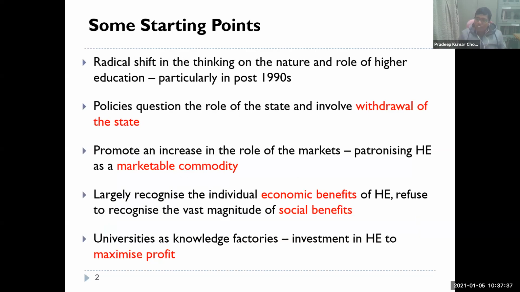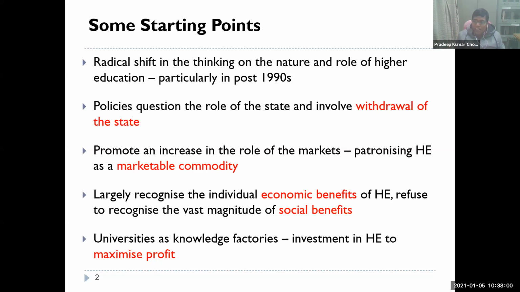Before getting into engineering education or the issue that I have raised, let us start the discussion with some starting point, I would say. There is a radical shift in the thinking on the nature and role of higher education itself, particularly post-1990s. In the pre-1990s, this is not only in the context of India, also in the global context, this is the case.